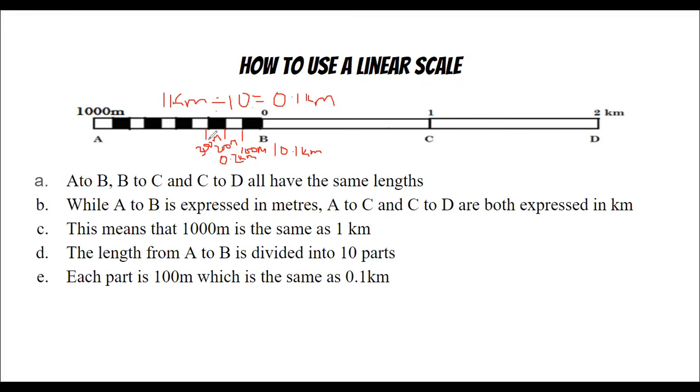when you're giving your distance, you need to be clear if you're going to be expressing it in kilometers or meters. If you're going to be expressing it in kilometers, then you would bear in mind that each of these divisions is 0.1 kilometers. If you're going to express it in meters, you have to bear in mind that each of these divisions is 100 meters.